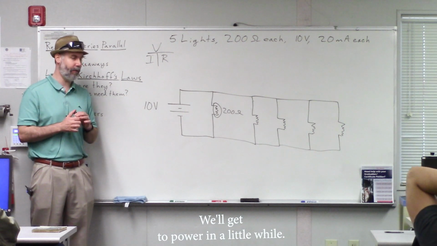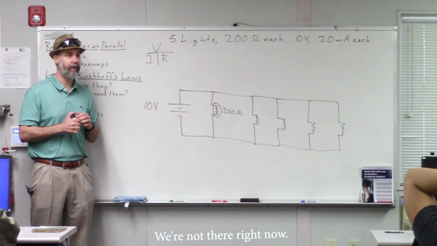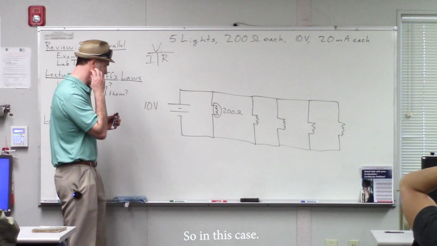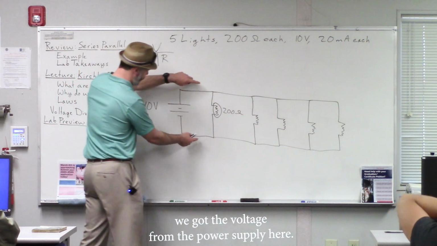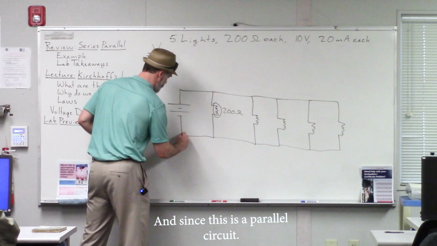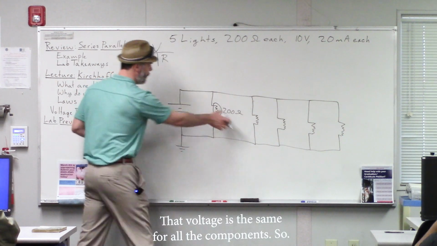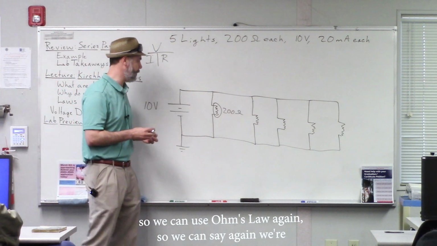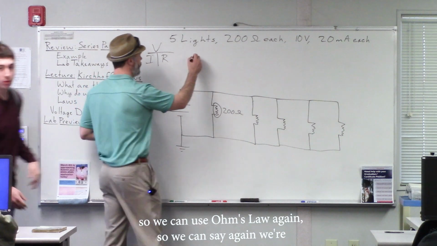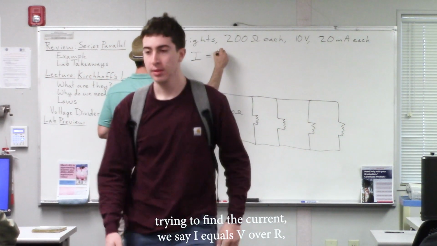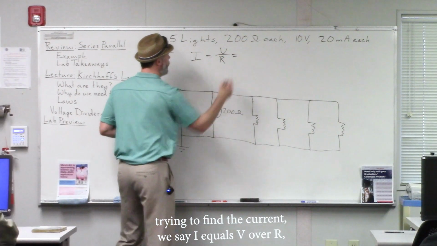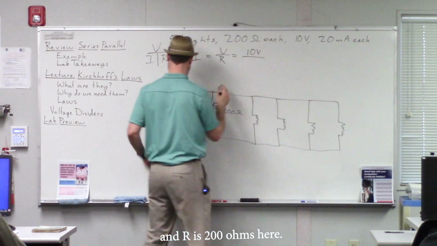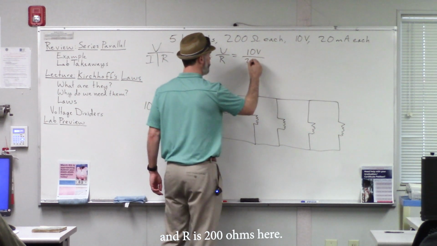Power? We'll get to power in a little while. We're not there right now. We have the voltage and we have the resistor. Exactly. In this case, we got the voltage from the power supply here, and since this is a parallel circuit, that voltage is the same for all the components. So we have that voltage and we have the resistance, so we can use Ohm's law again. We're trying to find the current. We say I equals V over R, and in this case, V is 10 volts, and R is 200 ohms here.